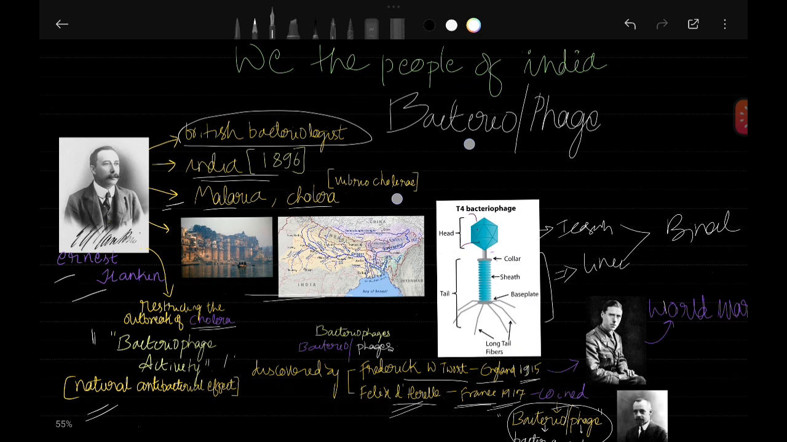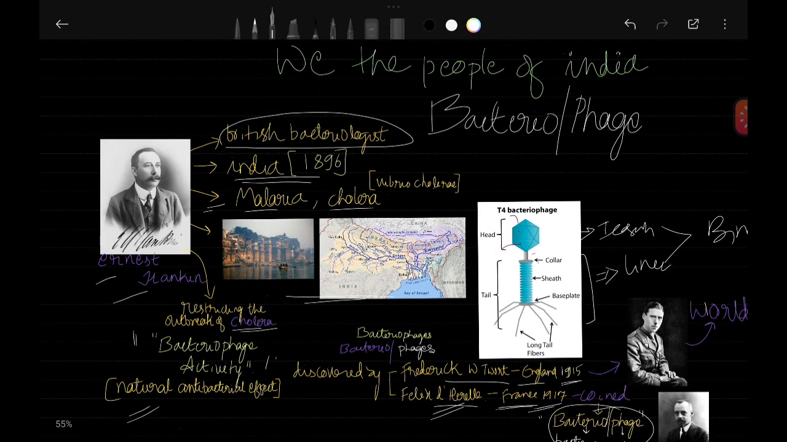In the next video, we will discuss how the bacteriophage multiplies itself by following two methods, one being the lytic phase and the other being the lysogenic phase.